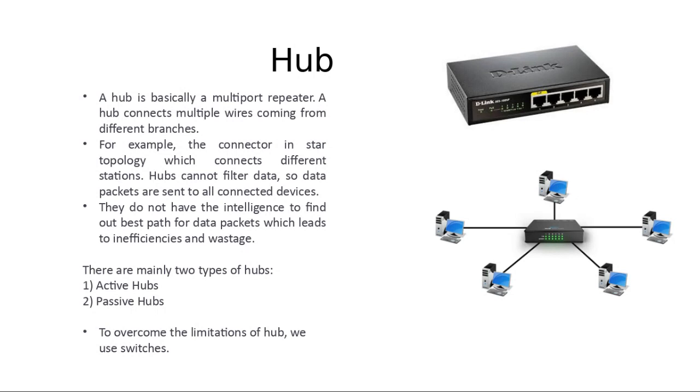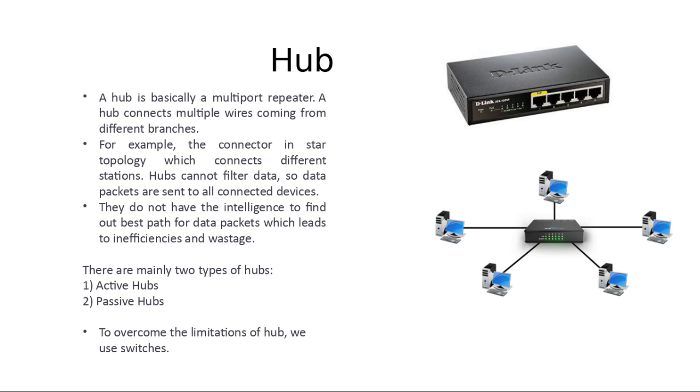Now, as you might read, it is written that a hub does not have any intelligence to find out the best path for the data packet, which leads to inefficiency and wastage. Now, what does a hub do? Basically, it broadcasts. Whichever device is connected to it, it is going to transfer the information to all of the devices, irrespective of whether any device has requested that information or not. So it is going to broadcast the data to all the devices connected to that hub.